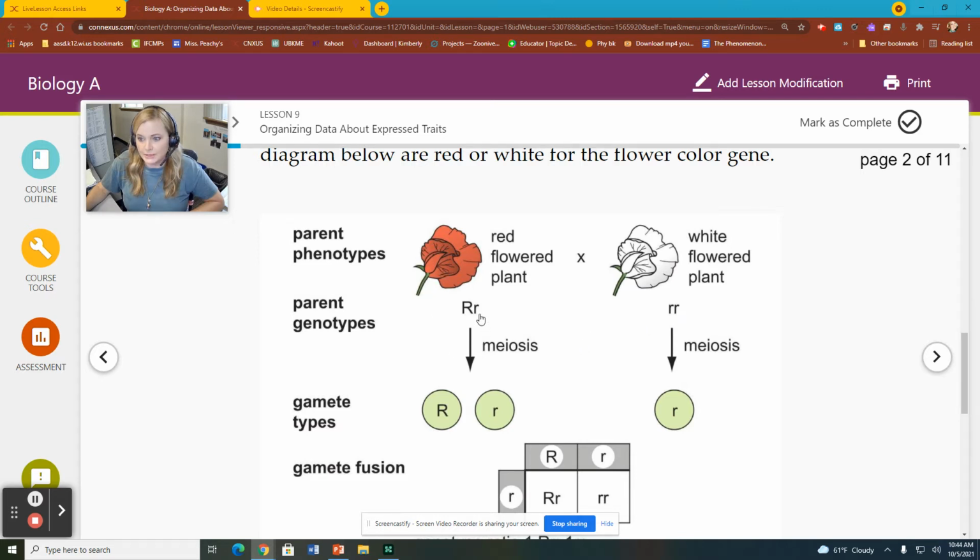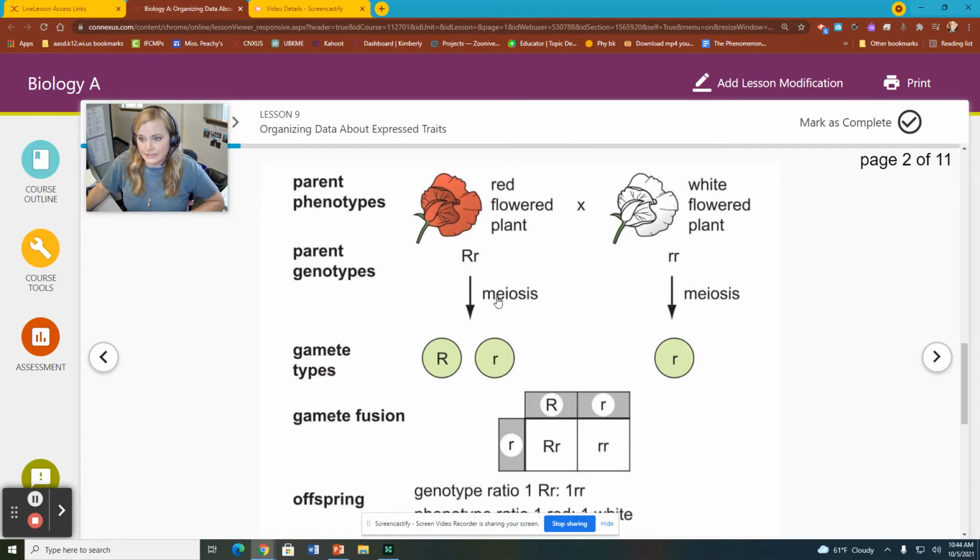So the genotype of big R, the genotype of little r, resulting in a white phenotype, resulting in a red phenotype. During meiosis, that means that these will separate from each other, right? So the gametes that the red flower can contribute are just the big R or just the little r. The gametes that the white flower can contribute are just the little r.